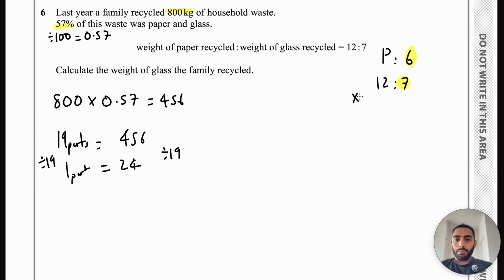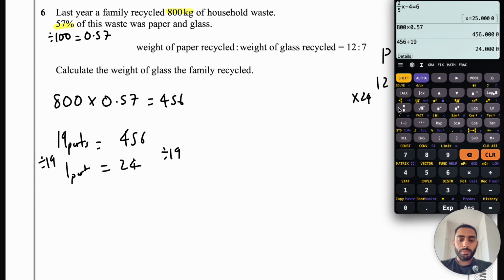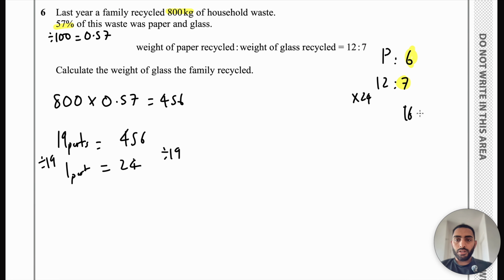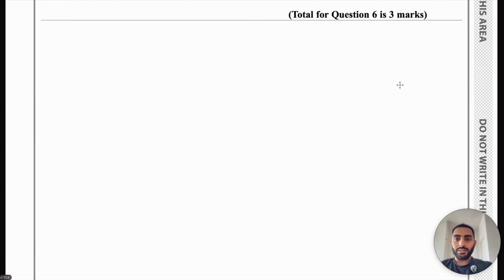Let's multiply both of these by 24. We just need to multiply this one by 24. So 7 times 24 would be 168. The glass that the family recycled was 168 kilos.